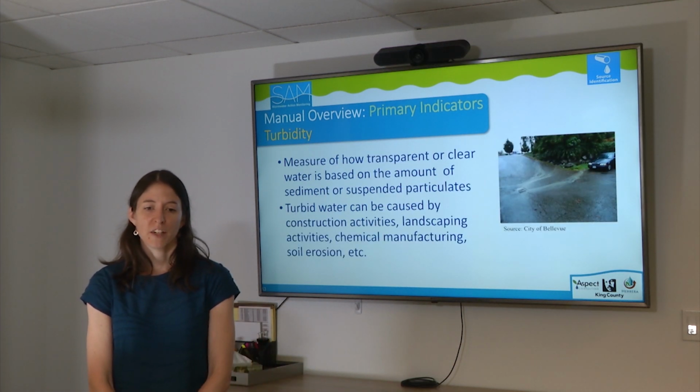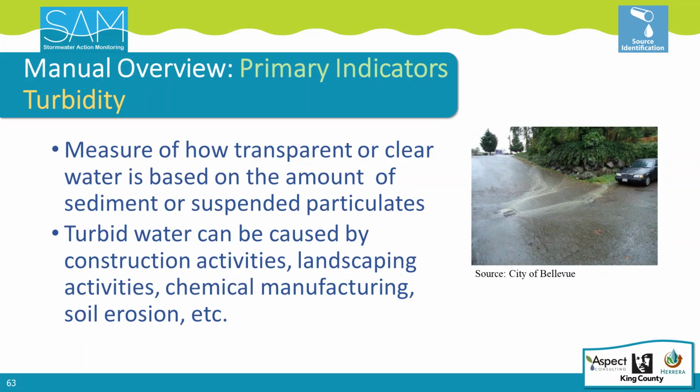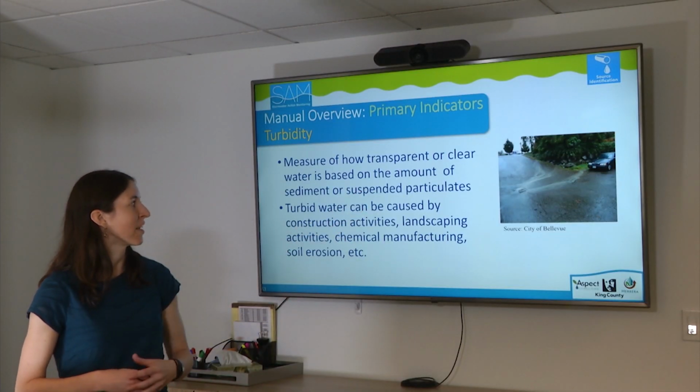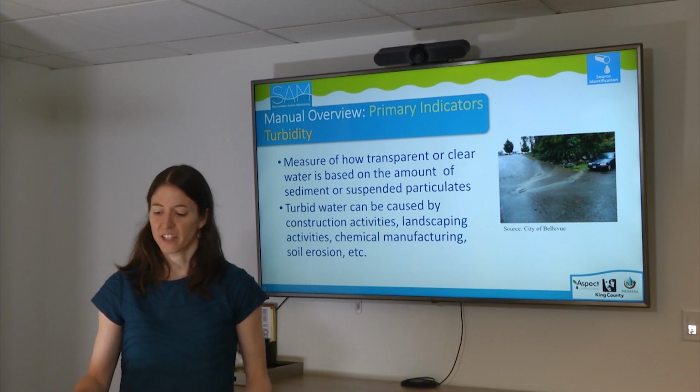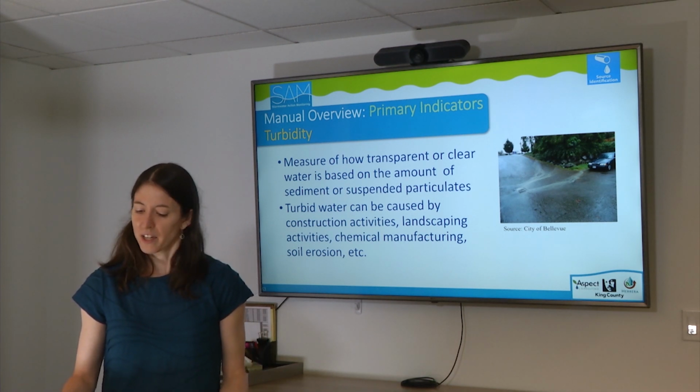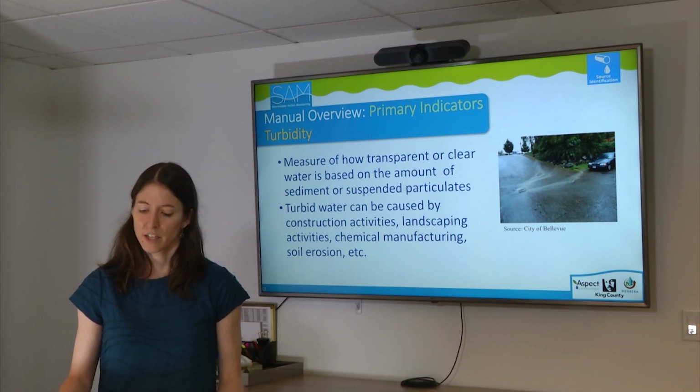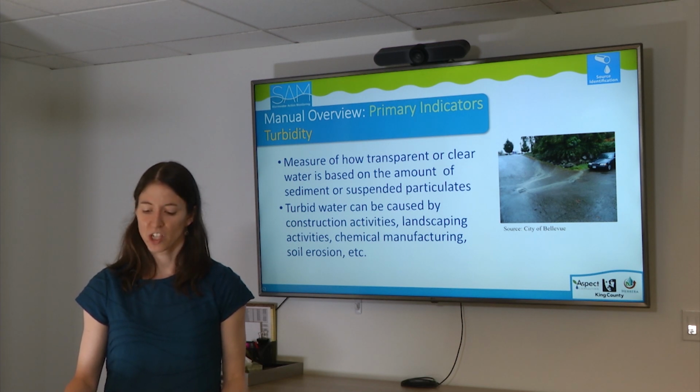The next primary indicator we have is turbidity. This is one you're probably familiar with, but essentially it's a measure of how transparent or clear the water is based on the amount of sediment or suspended particulates. A lot of times we see that caused by construction activities, landscaping activities, soil erosion, etc. So there's a variety of different things. You can see here in the picture pretty obvious erosion or turbidity coming off of a vegetated area. That could be found on page 89 in your manual or page 99 in the PDF version.